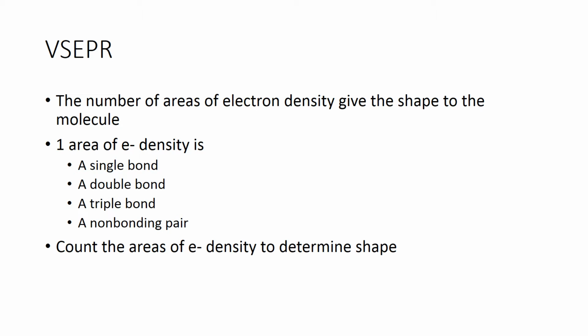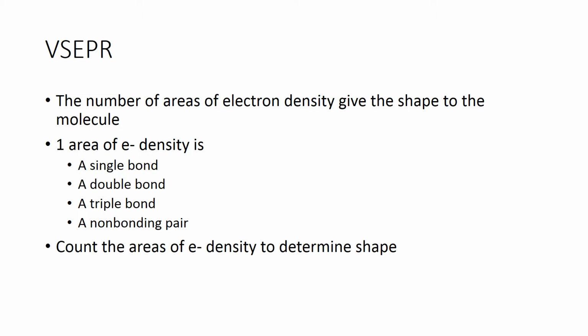In VSEPR, we look at a Lewis dot structure and it gives us information about the shape of the molecule. VSEPR stands for valence shell electron pair repulsion. So the valence shell electrons actually tell us what shape it will go in. Why? Because the electrons repel each other.